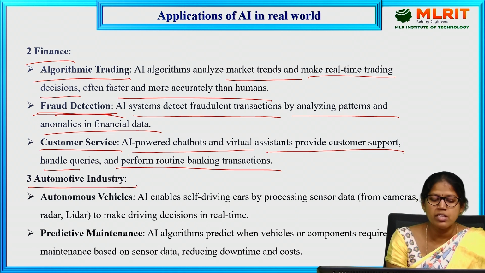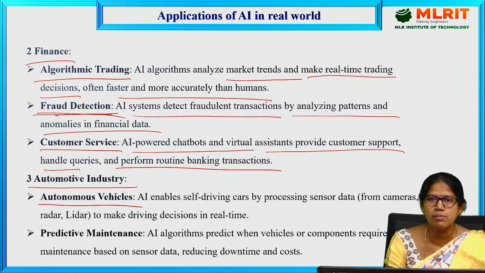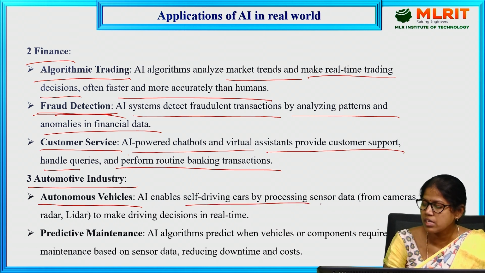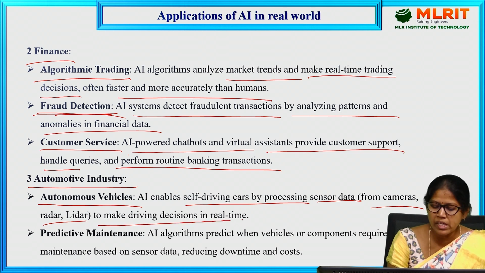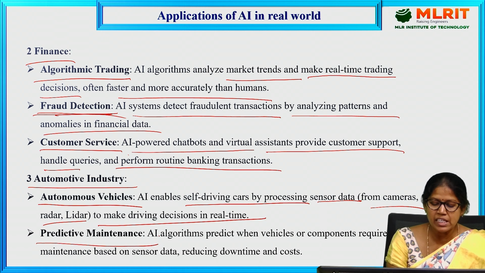The next one is the automotive industry. How is AI involved in this automotive industry? The first one is autonomous vehicles. By using cameras and sensors, it will observe the routes, take the turns, and speed up. That is how it works in autonomous vehicles. AI enables self-driving cars by processing sensor data from cameras, radar, and lidar to make driving decisions in real time. Already we are seeing this.